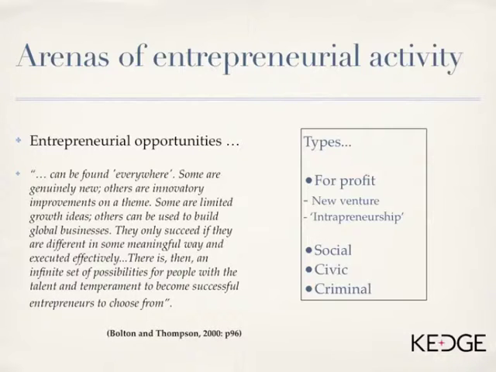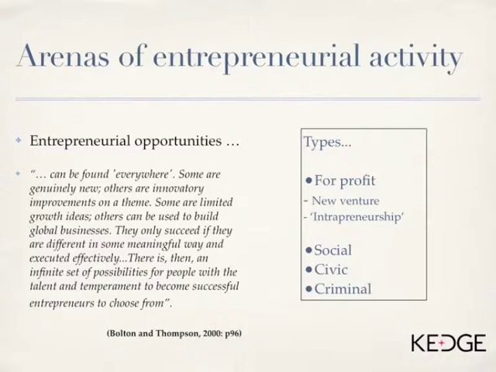As Bolton and Thompson were saying, they can only succeed if they are different in some meaningful way and executed efficiently. There is then an infinite set of possibilities for people with the talent and temperament to become successful entrepreneurs to choose from. On the right-hand side of the screen there, you can see some examples of where we can find entrepreneurship. Now, typically, we tend to think of entrepreneurship as for-profit ventures.